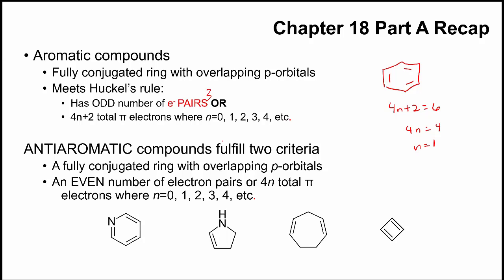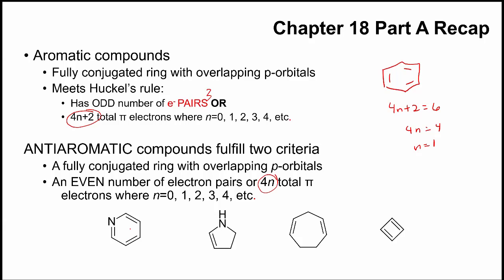Something that is anti-aromatic has to have a fully conjugated ring with overlapping p orbitals and an even number of electron pairs, or 4n total pi electrons, where n is a whole number. So the difference is that aromatic is 4n plus 2, and anti-aromatic is just 4n.